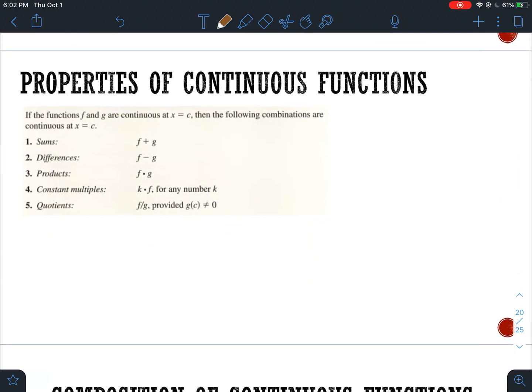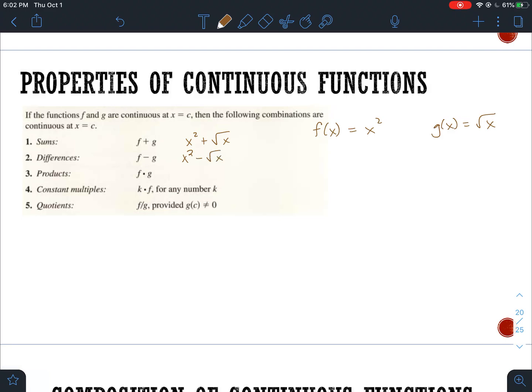So some random properties of continuous functions. If you know two functions are continuous, like if you had f of x is equal to x squared and g of x is equal to the square root of x, both of those functions are continuous. There's no holes, there's no jumps, there's no asymptotes in those functions, so they're continuous. If you were to add them together, x squared plus the square root of x, since both of them by themselves are continuous, their sum would also be continuous. So if I graph that function, there would be no holes, jumps, or asymptotes in that function.